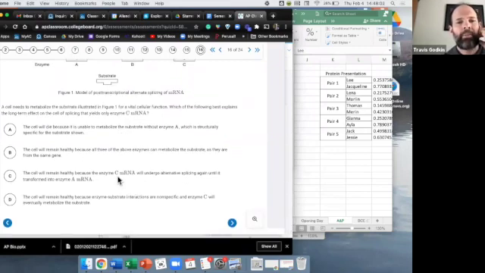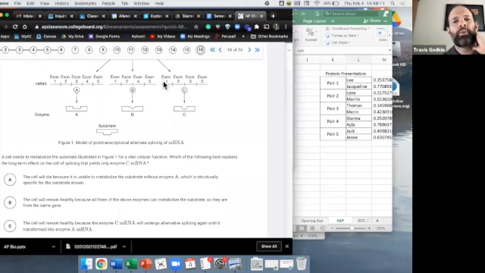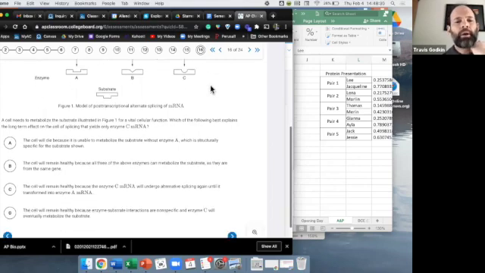The cell will remain healthy because enzyme C will undergo alternative splicing again and be transformed into enzyme A. Is that possible? Can we turn 1, 2, 3, 5 into 1, 2, 3, 4, 5? No, right? We can't splice this and reclaim section 4. You can't re-add something back in, so that wouldn't work. And will the cell remain healthy because enzyme interactions are non-specific? We know that's not true. Enzyme reactions are very specific.